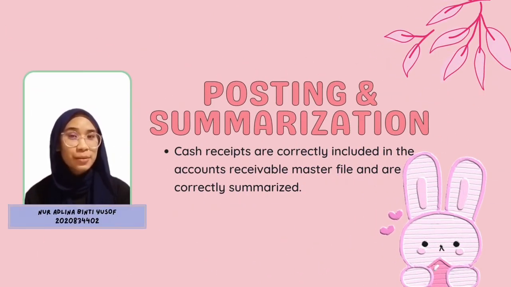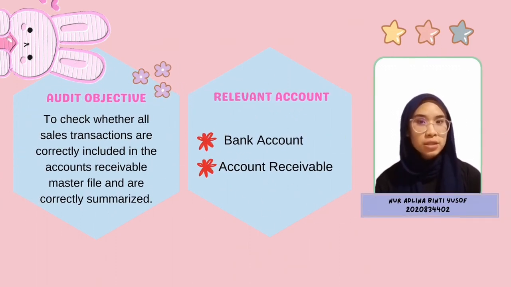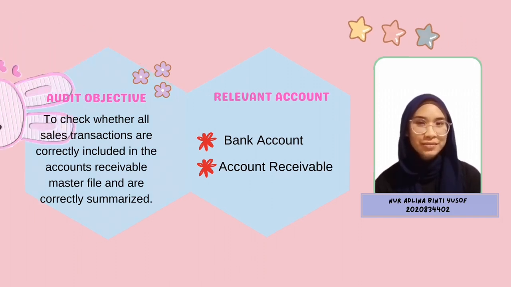Next is posting and summarization of cash receipts. Cash receipts are correctly included in the accounts receivable master file and correctly summarized. The audit objective for posting and summarization of cash receipts is to check whether all sales transactions are correctly included in the accounts receivable master file and are correctly summarized. And the relevant accounts are bank account and accounts receivable.